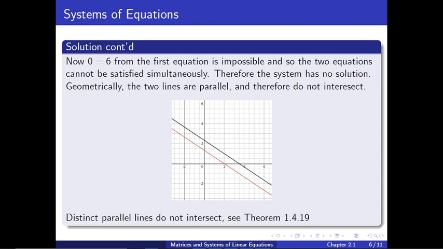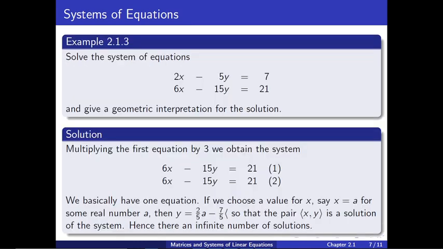Right, let's look at a third example. This is example 2.1.3 in the textbook, and it says solve the system of equations consisting of 2x minus 5y is equal to 7 and 6x minus 15y is equal to 21, and give a geometric interpretation for the solution.